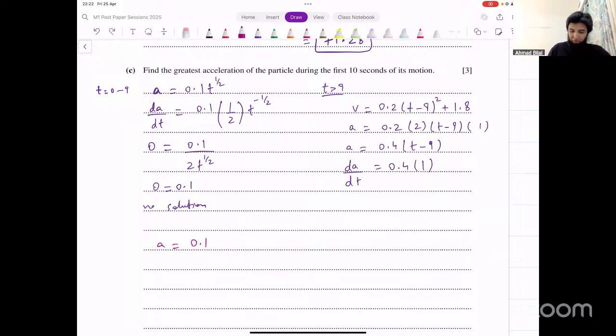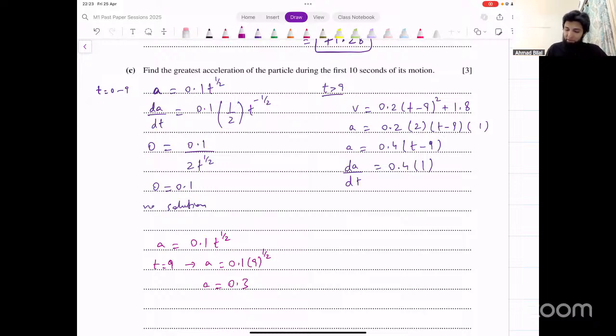The first function is 0.1 into t raised to power 1 over 2. The first function, when will it have its greatest value? When t is the greatest. In this interval 0 to 9, the maximum possible value of t that we can have is 9. Find the value of a at t equals 9 and see what that gives you first. That gives you 0.1 into 9 raised to power 1 over 2, and this gives me 0.3. So from the first function, the maximum acceleration would be when t is highest. So from 0 to 9, the maximum value of a that we're getting is 0.3.